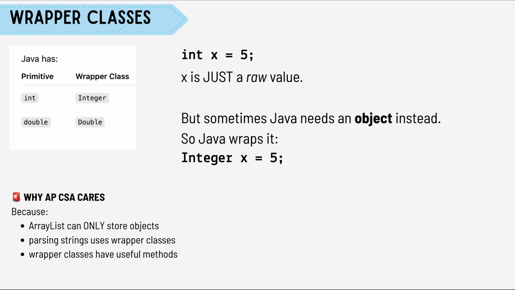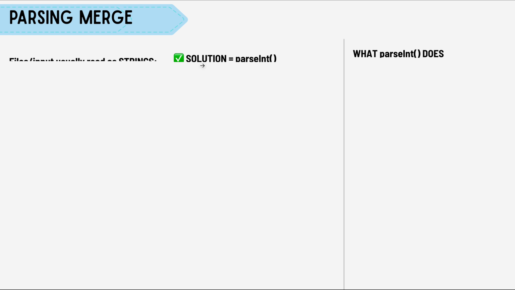Next is wrapper classes. From the primitive types, int, double, and boolean, we can change them into wrapper classes, which are objects, because Java just needs objects sometimes instead, because they're more complex and we can have useful methods added to them. So to make a wrapper class, we would just write Integer x is equal to 5, not int x is equal to 5. Same goes for Double.